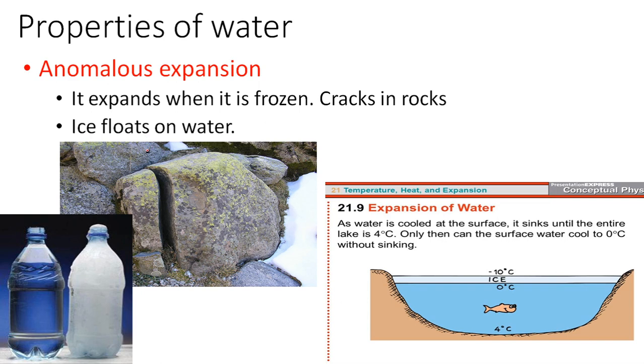The other consequence of this property is that ice floats on water. That's very important because without this property, imagine that we have a lake, and it's winter, the temperature is very cold, below 0 degrees Celsius, and the ice doesn't float.